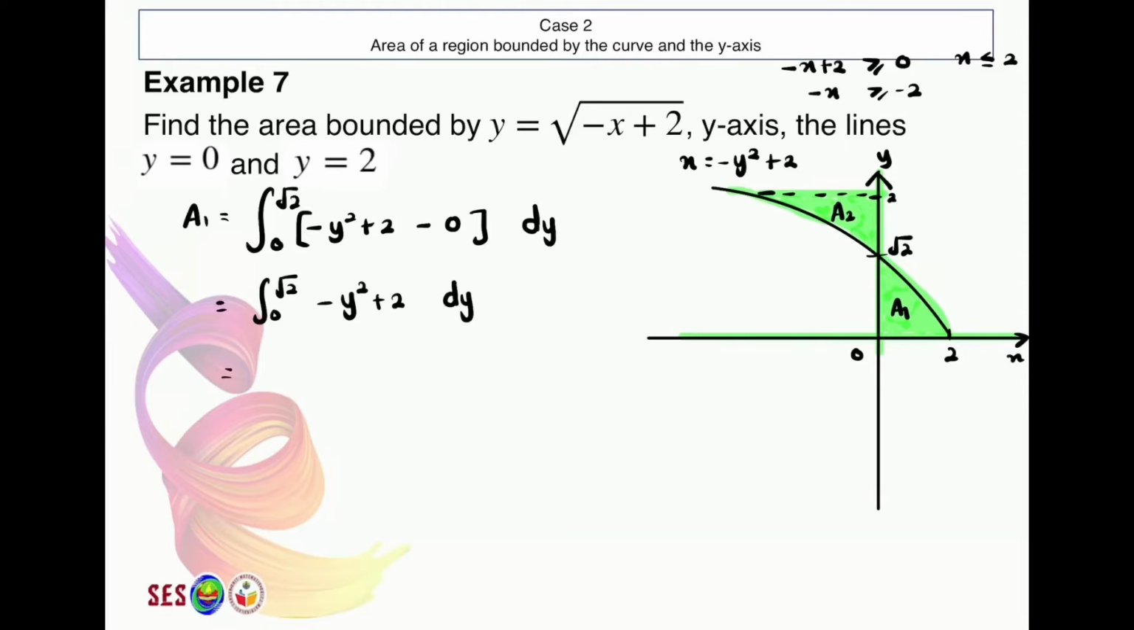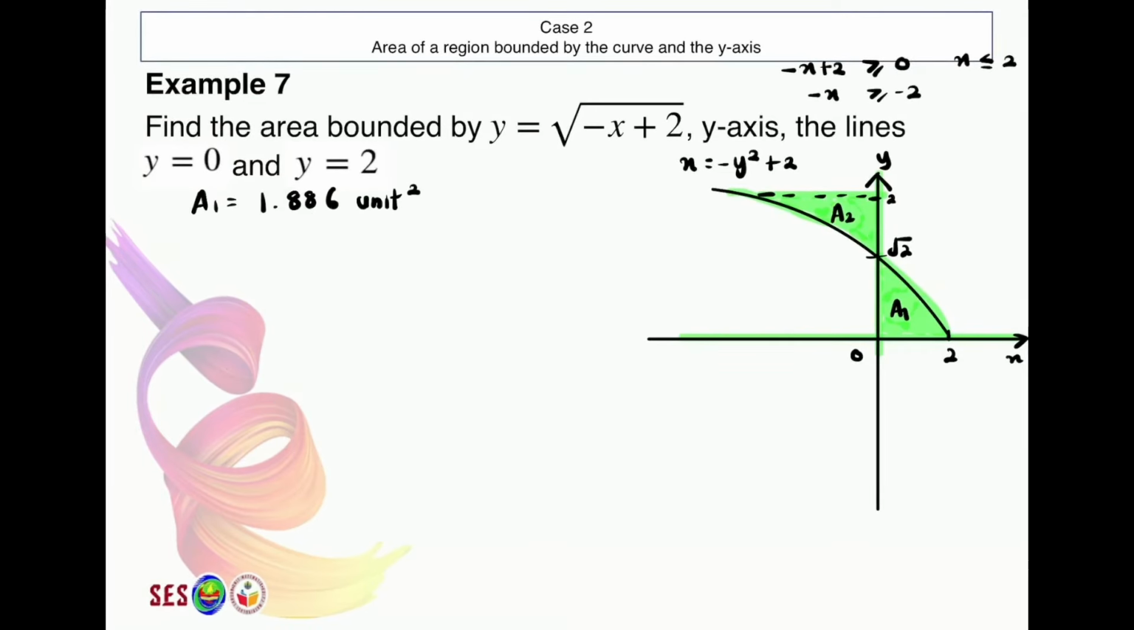Okay, so now you integrate with respect to y, and you'll get minus y cubed over 3 plus 2y, from 0 to root 2. So you'll get 4 root 2 over 3, and this is also equal to 1.886 units squared. So we have already obtained A1. So now we are going to find A2.